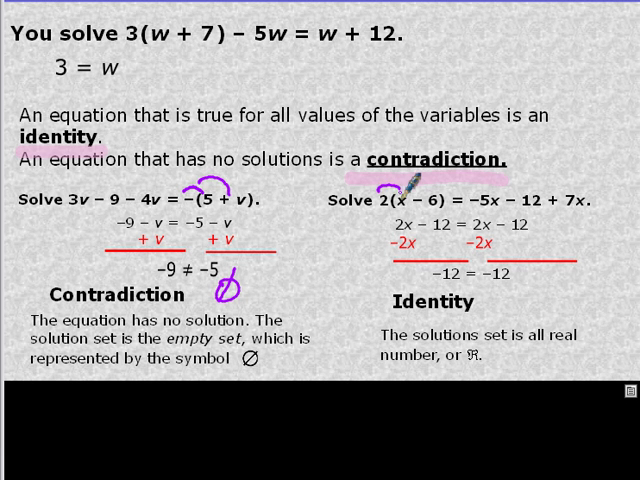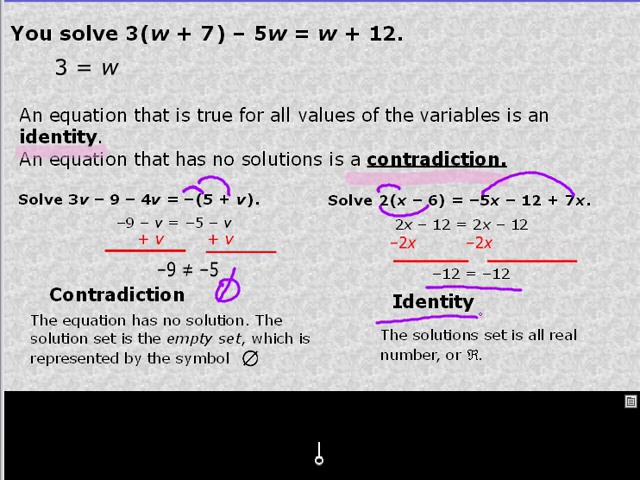This one, we distribute our 2, we combine our like terms, so we get 2x minus 12 equals 2x minus 12. Subtract our 2x from both sides and you get negative 12 equals negative 12. That is always true. In other words, it doesn't matter what value you plug in for x, this equation is going to be true. This is an identity. So what is the solution?